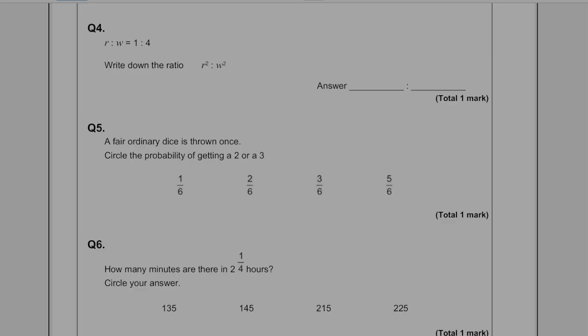Question 4. Write down the ratio. So R to W is 1 to 4. Write down the ratio of R squared to W squared. So that's going to become 1 to 4 squared, which is going to be 16.